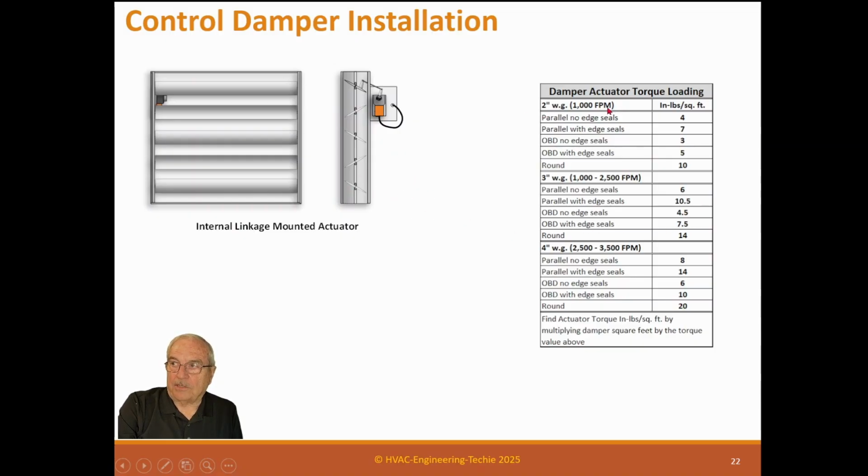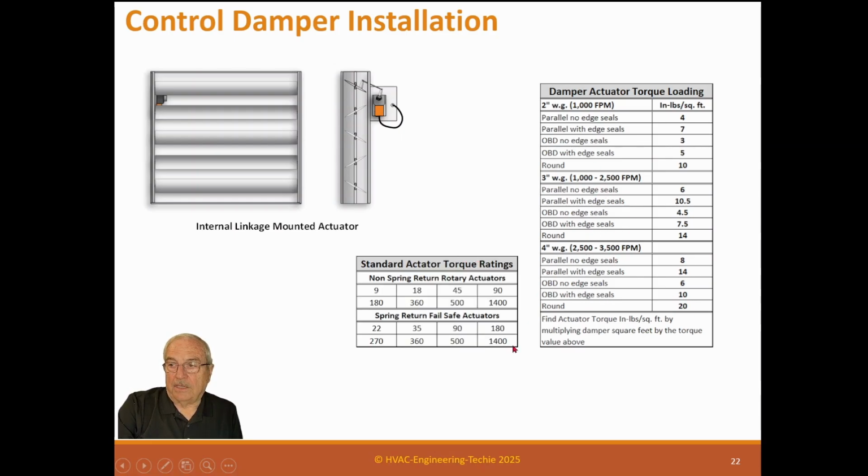If it's 2 inch, 1,000 feet per minute: parallel with no edge seals, parallel with edge seals, OBD with no edge seals, OBD with edge seals, and round. And this is the inch-pounds per square foot of torque for this kind of actuator at 2 inches. This is the same actuators at 3 inch, same actuators at 4 inch, or these velocities. And what you do is you multiply the square footage of your damper times these factors to get the torque of the actuators.